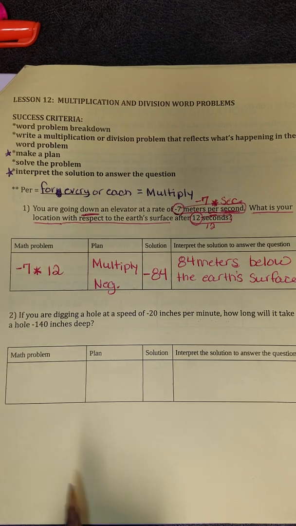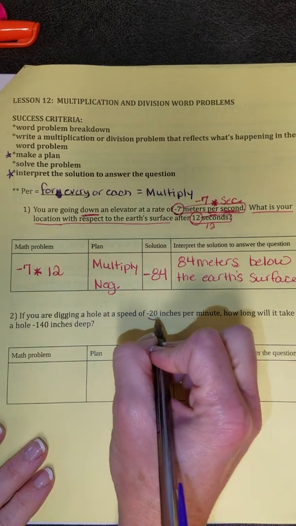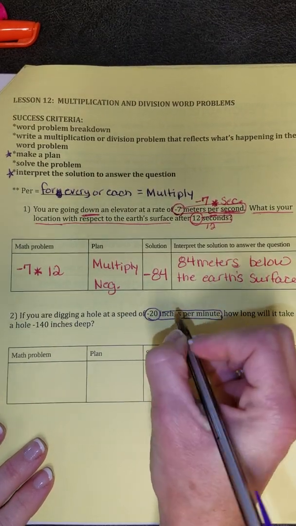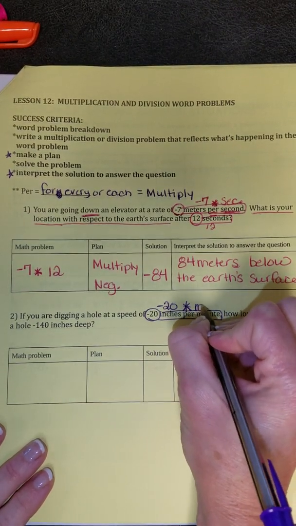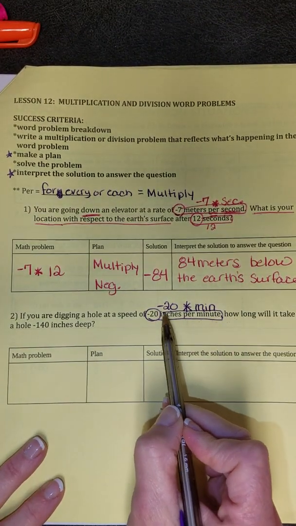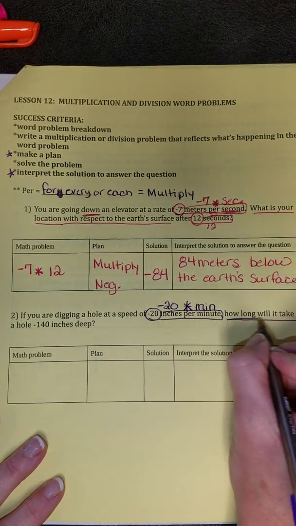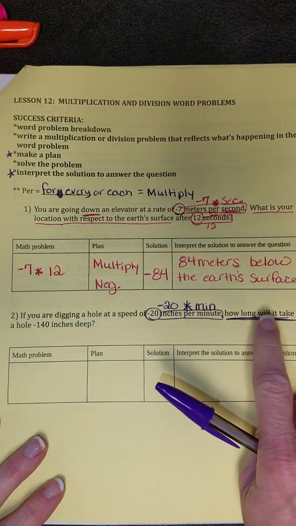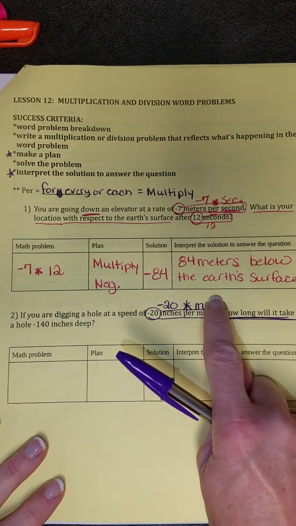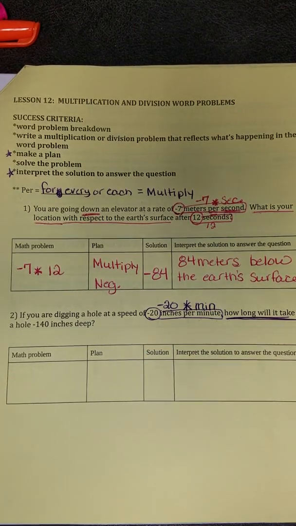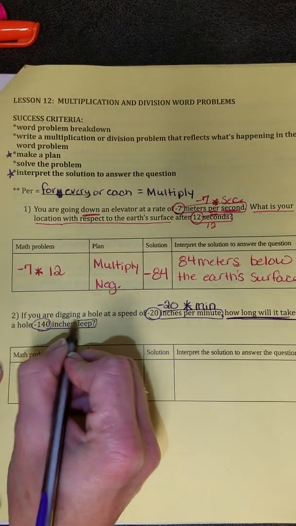All right, let's look at the second one. We are digging a hole, so holes are being dug down, at a speed of -20 inches per minute. So I'm going down 20 inches every minute. So every minute I can go 20 inches. My question, how long will it take? Because it's asking me how long, I already know I'm not going to know my minutes. How long will it take to dig a hole 140 inches deep?